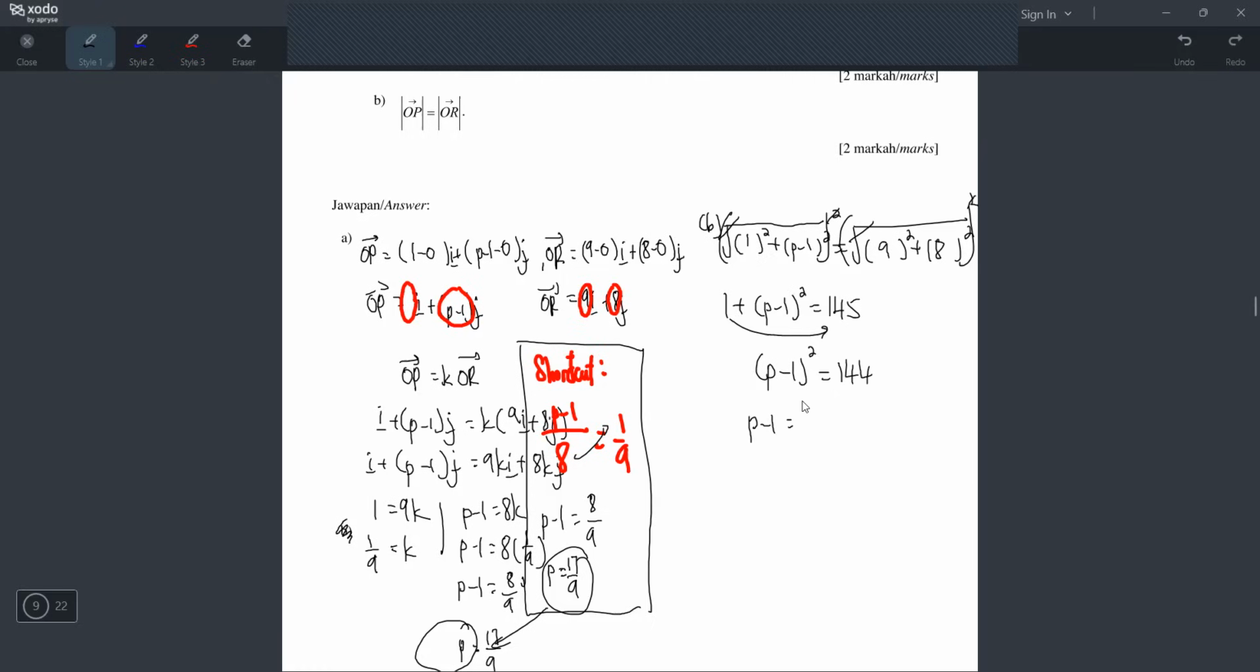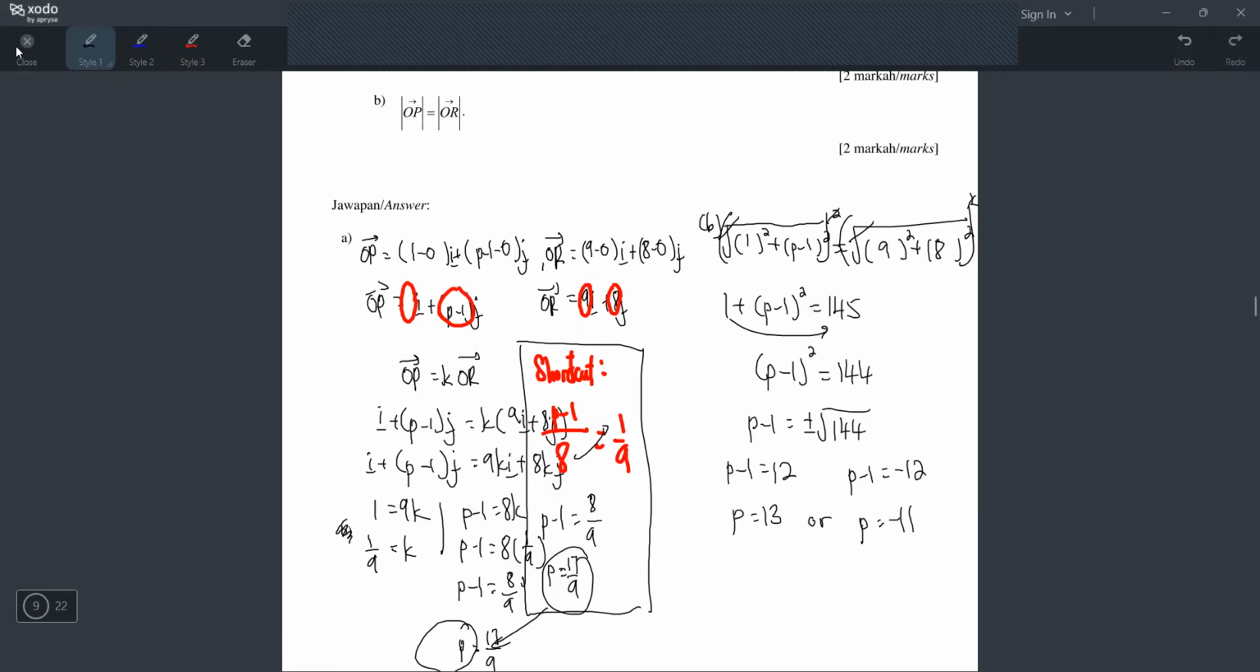And then the square I move there becomes square root. But when you square root, you have to write plus minus. So it means plus minus square root 144. It means there are two answers. Positive 12, and the other one is p minus 1 equals negative 12. Because when you square root, one positive, one negative. So p is equal to 12 plus 1, which is 13. Or p can also be negative 12 plus 1, which is negative 11.